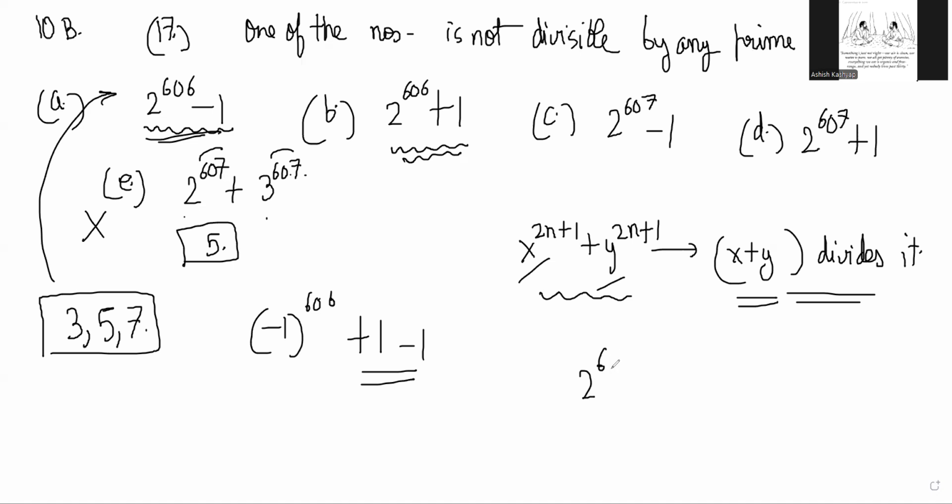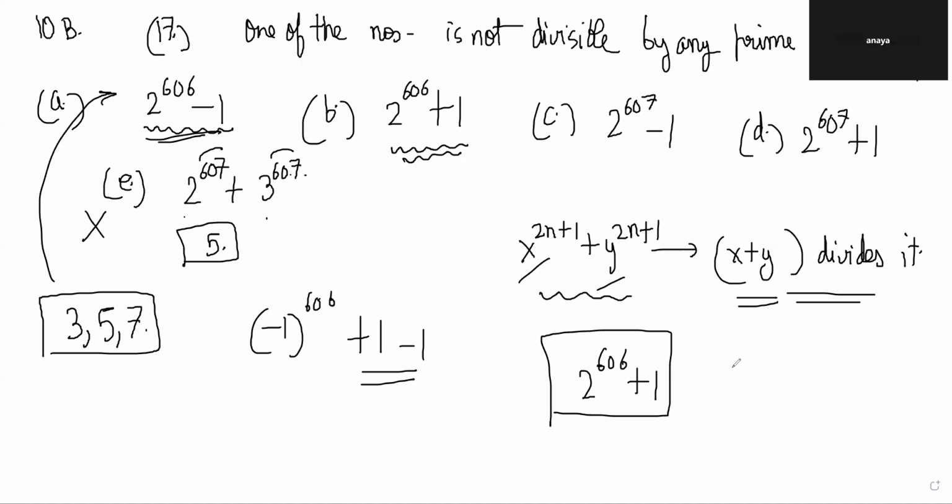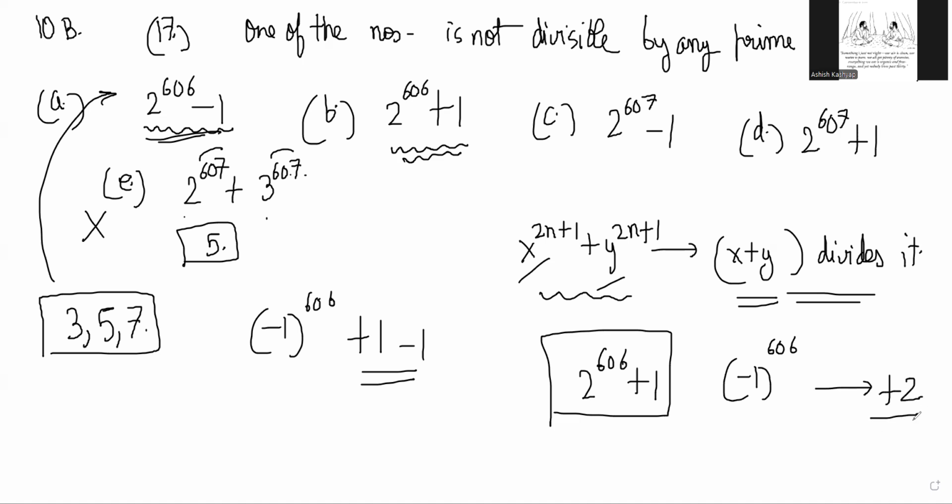You have to check 2 power 606 plus 1. Check with modulo 3, then modulo 5 and so on, right? So modulo 3, 2 is going to be 2 modulo 3 only, but we can write it as -1 modulo 3. Do you understand what I'm saying? But this becomes +1, so it is going to remain as +2 modulo 3 only, right? But that means it is not divisible by 3, correct? It is clearly not divisible by 3, no? It's obvious from there.